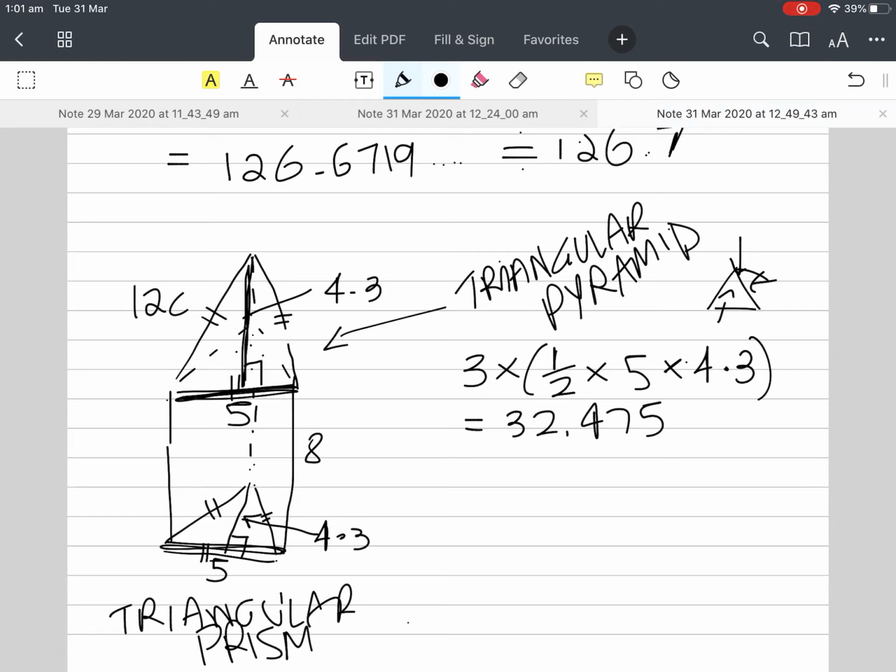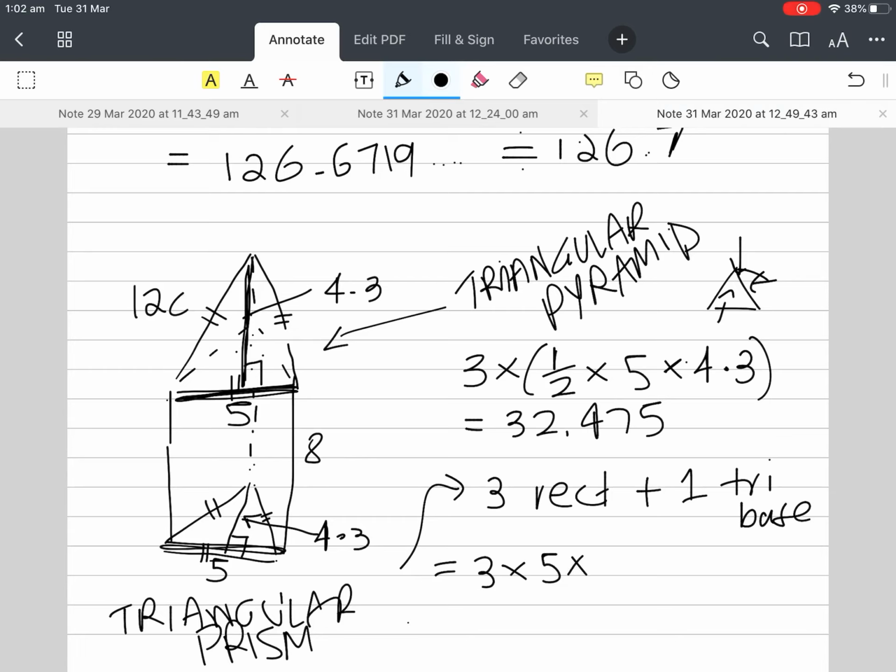Now I'm going to do the triangular prism surfaces. I actually have 3 rectangles on each of the sides, and I have 1 triangular base. Now there's many different ways that you could have done this. You could have added that triangular base from the pyramid if you wanted to. It's the same thing. So what we do here is I go 3 lots of the rectangles. Each of the rectangles are 5 by 8. And then I add on 1 lot of the base. Remember, the base is half the base times the height, so it's pretty much the same working as above.